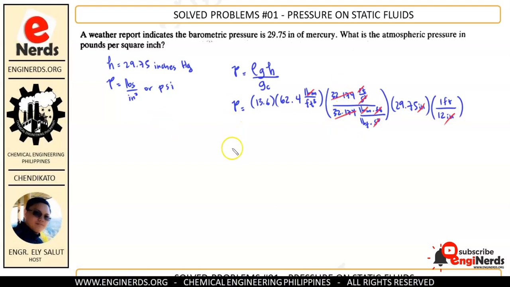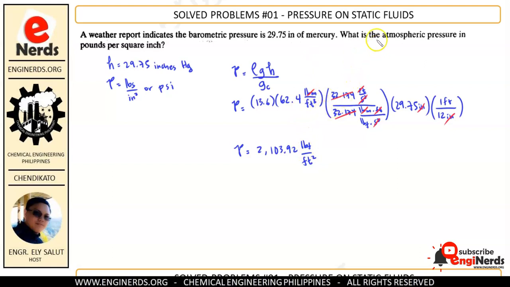So, now, let us calculate for the pressure. So, our pressure is equal to 13.6 times 62.4 times 29.75 divided by 12. And this is equal to 2,103.92 pound force per square feet. Okay, so this is our answer.